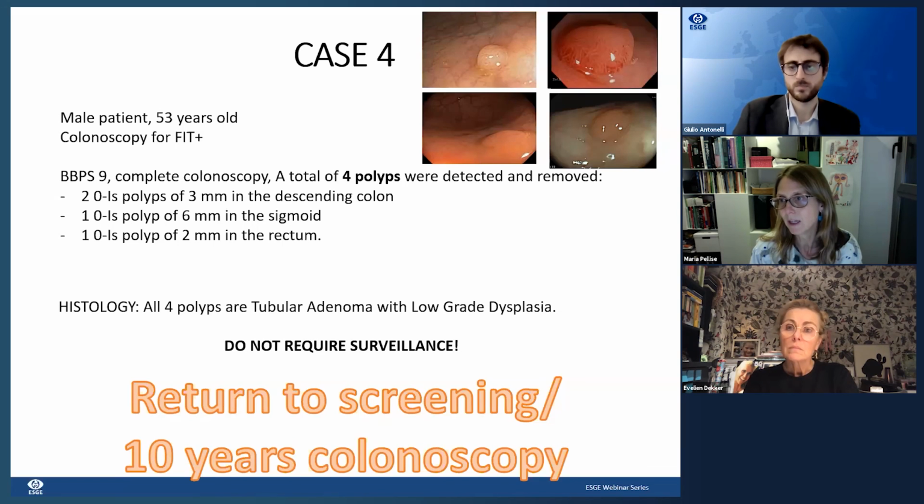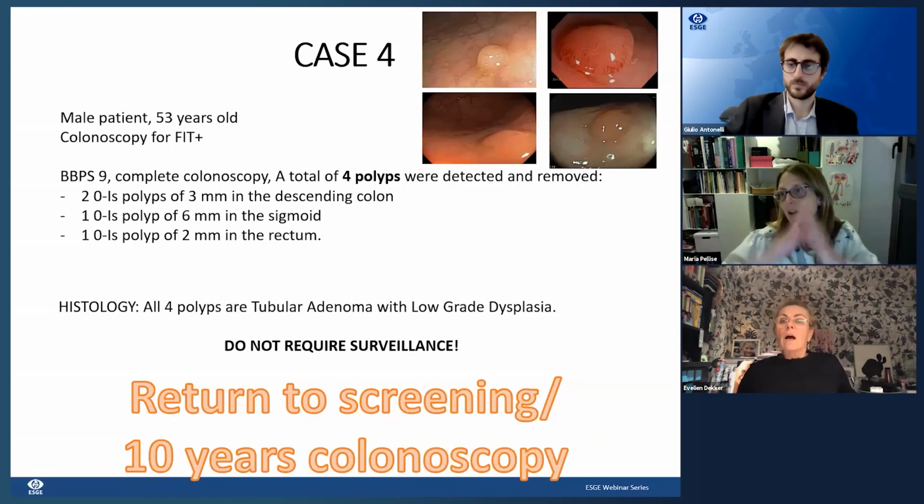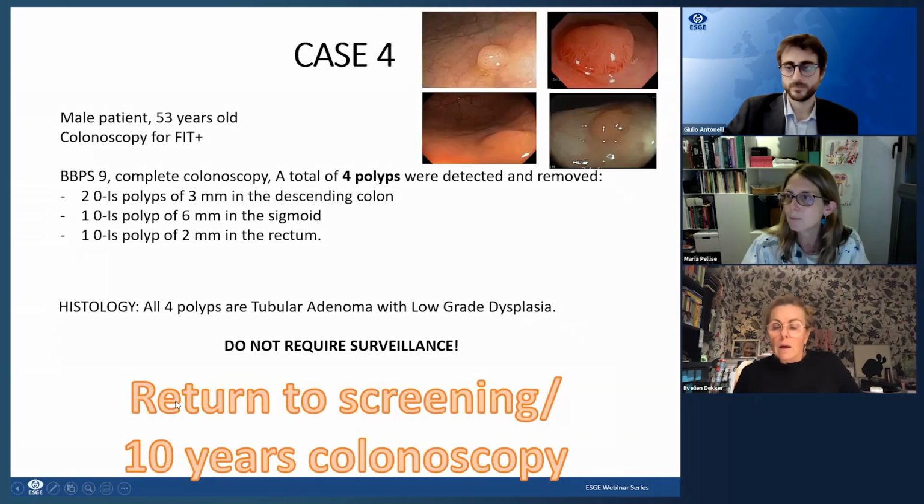So only a few have advanced lesions. Most of them you may find again small polyps. But I don't know, we have to analyze everything. Probably our numbers, I don't know if we will have enough numbers to give an answer. I'm very curious.